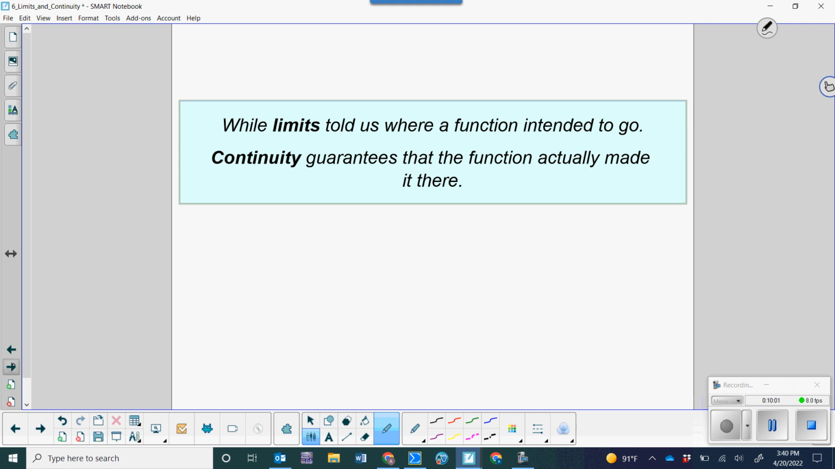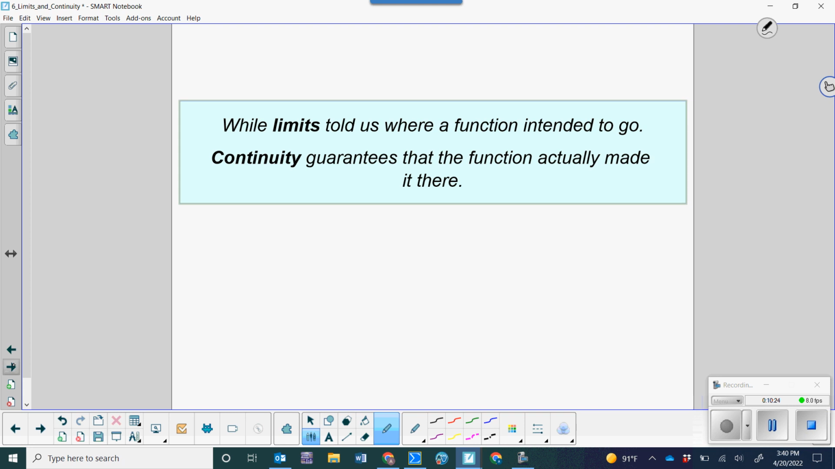All right, so continuity is important because limits tell us what we are trying to get to, where we may or may not have made it there, but the limit is where we're trying to go. It's kind of like if you were trying to go to Starbucks, but when you get there, the door's closed, so you can't actually go inside, but you still made it to the place you were going to be.